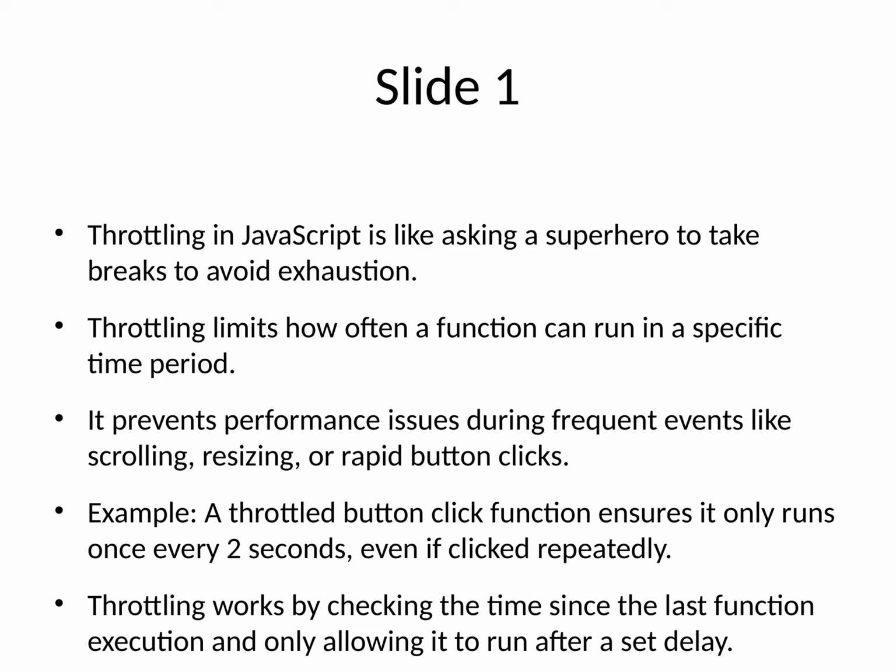Here's how you can implement throttling in JavaScript. First, you create a throttle function that takes 2 arguments: the function to be throttled and the delay period. Inside the throttle function, you track the last time the function was executed. When the throttled function is called, it checks the current time against the last execution time. If enough time has passed, the function runs again and updates the last execution time.